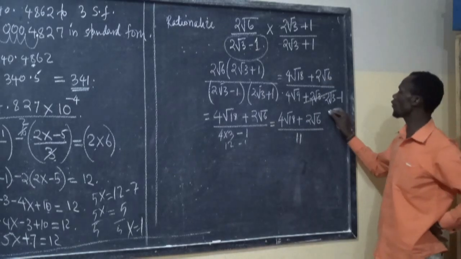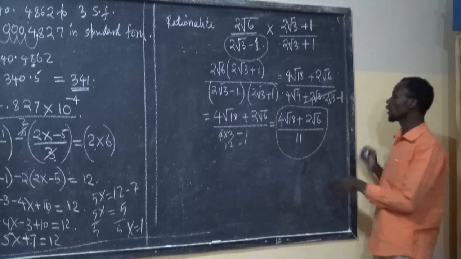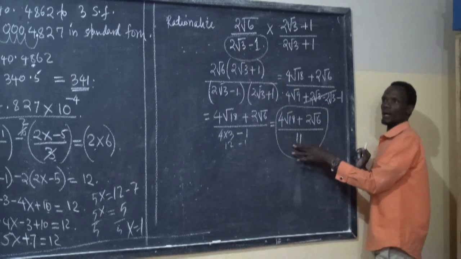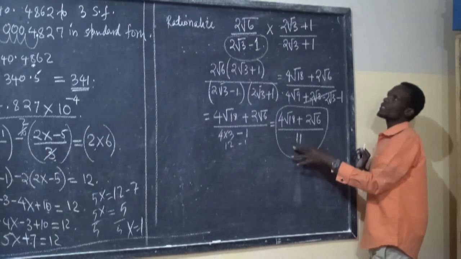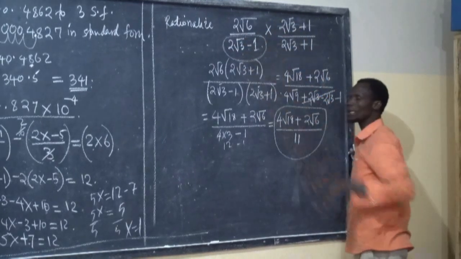So now you have rationalized it, because you have no longer radicals at the denominator. That is the meaning of rationalizing the number: you have to remove all the radicals from the denominator.